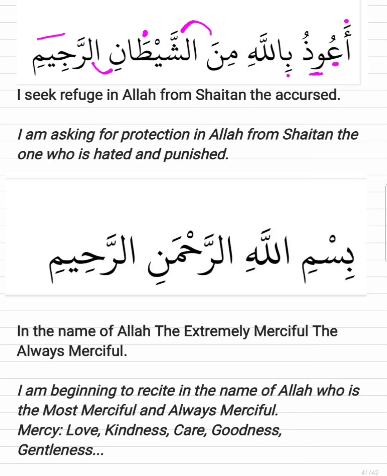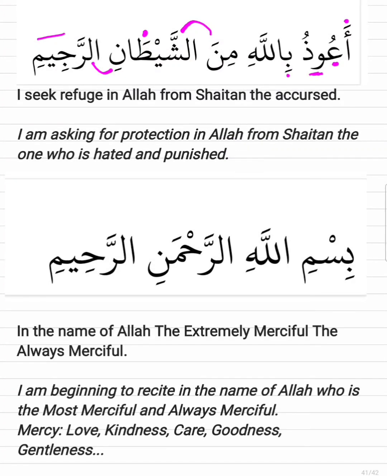So what are we really saying? We're saying I'm asking for protection in Allah. This is what I'm thinking. When I say A'udhu billahi minash shaitanir rajim, I'm thinking that I'm asking for protection in Allah. And Allah is the biggest and the strongest, and he's the most powerful, and shaitan is nothing in front of Allah subhanahu wa ta'ala. So I'm asking protection in Allah from shaitan, the one who is hated and punished.